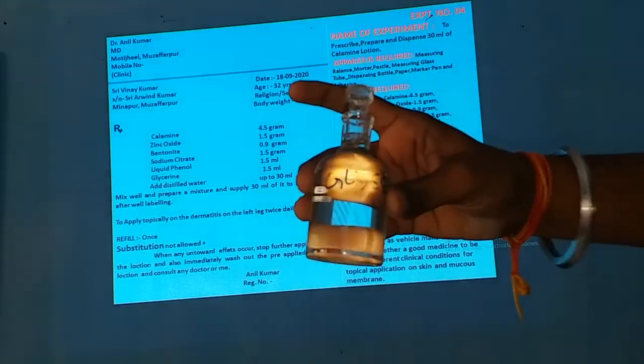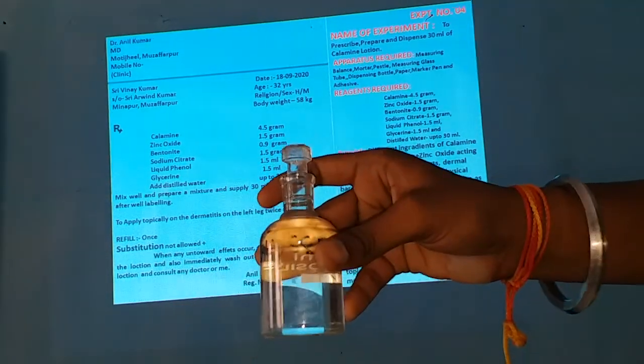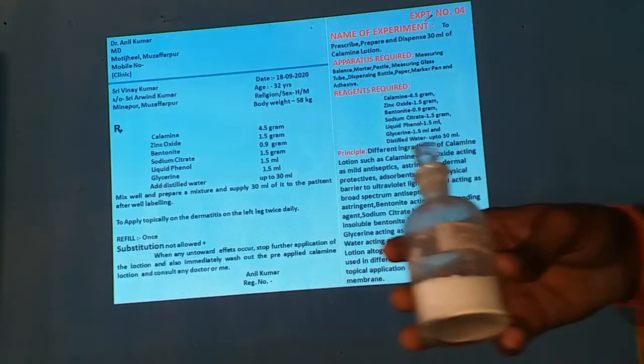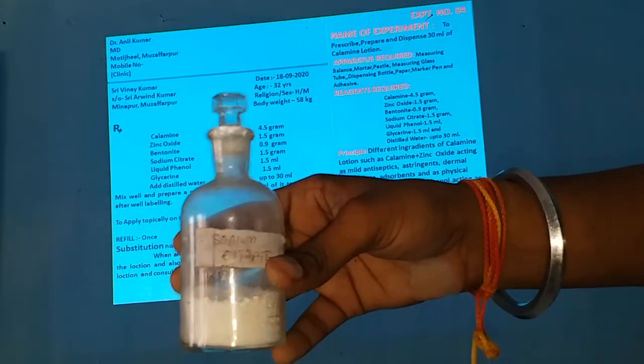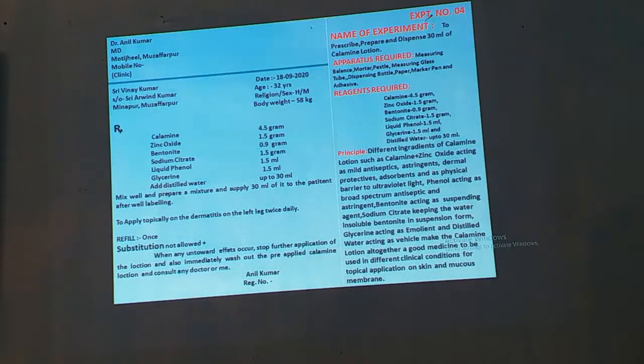And then sodium citrate. Now this is glycerin. This is glycerin. And this is sodium citrate, powder form, whitish. And this one is liquid phenol, taken in a beaker. Then distilled water up to 30 ml.